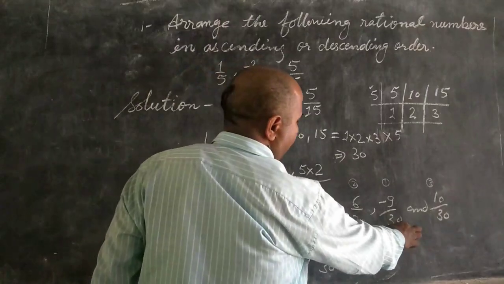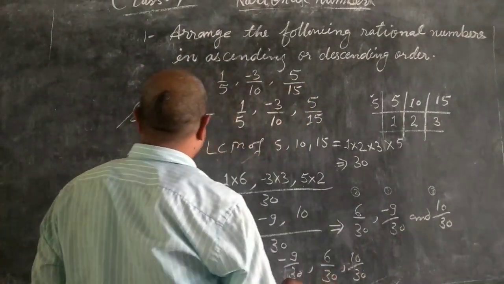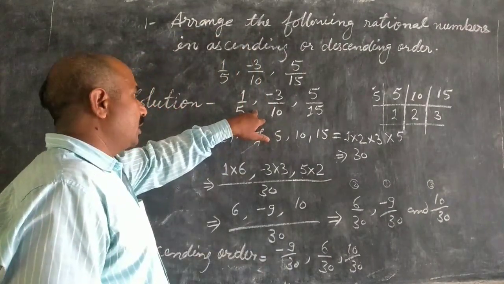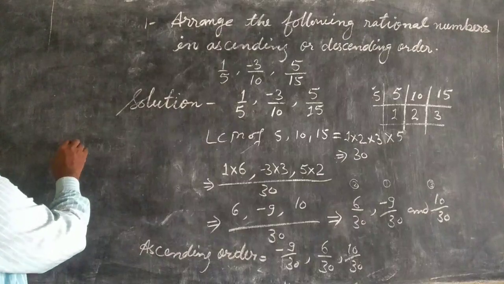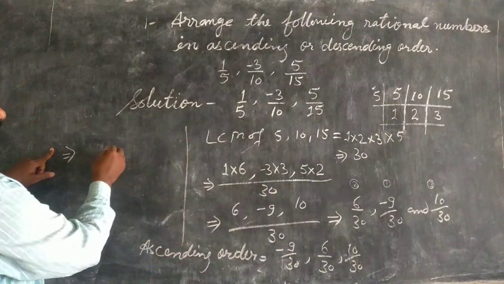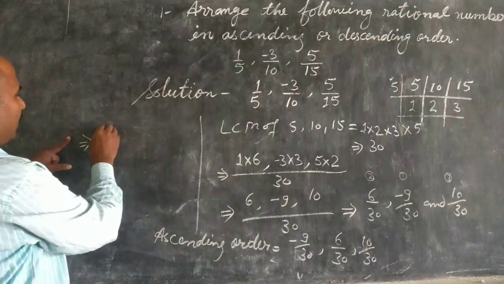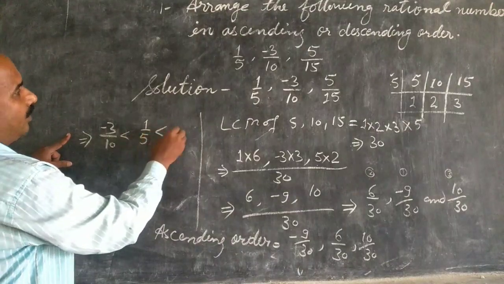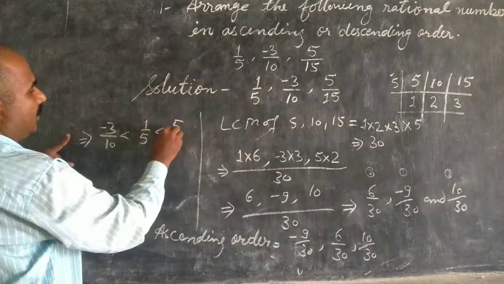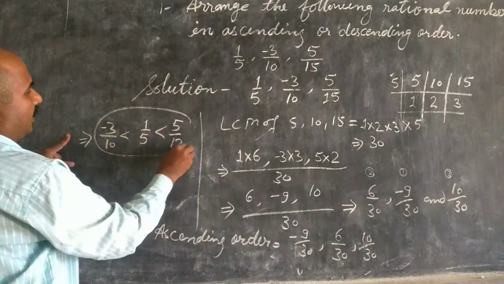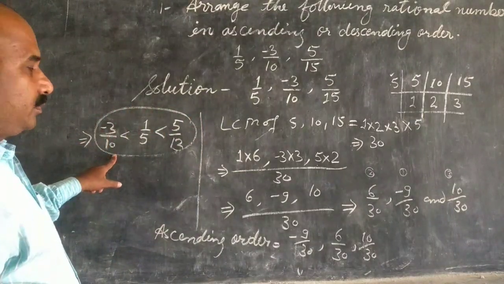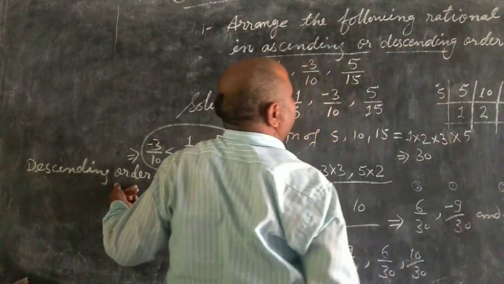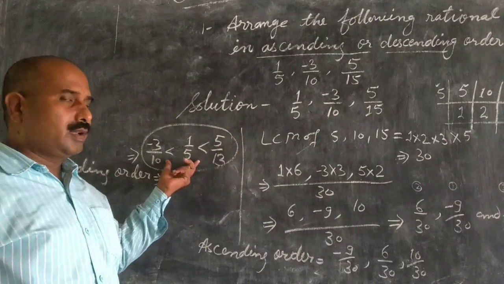This was the solution result, but you have to write the actual given rational numbers in ascending order. So it will be, see here, the middle one is the smallest: minus 3 by 10 is less than 1 by 5, and 1 by 5 is less than 5 by 13. It is your ascending order. As I have written here, in ascending or descending order, I have already shown ascending order.